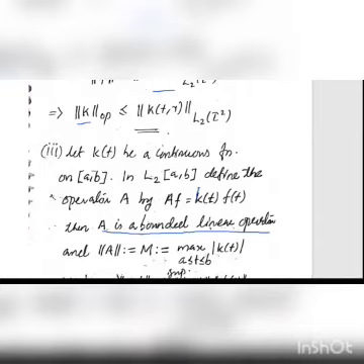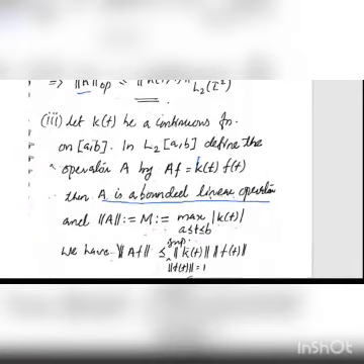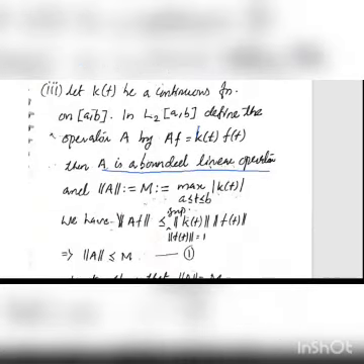Now we have norm of Af means you are taking supremum over norm f of t equal to 1, norm of k of t into f of t. Here you can have the maximum value, right? And with norm of f equal to 1, this norm should always be less than or equal to the maximum value. Maximum value is M. So see this maximum value. So we have one side of the inequality, that is norm of A is less than or equal to M.